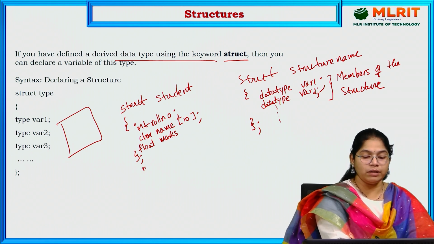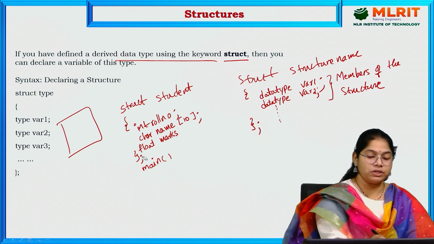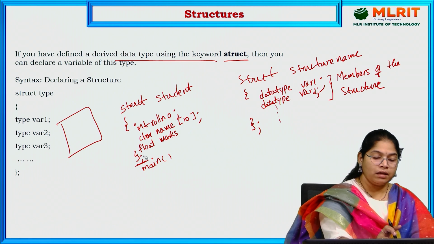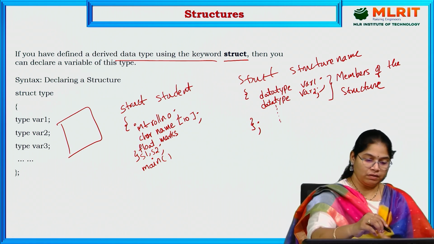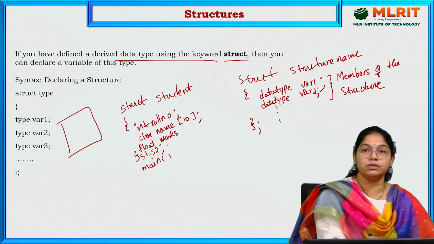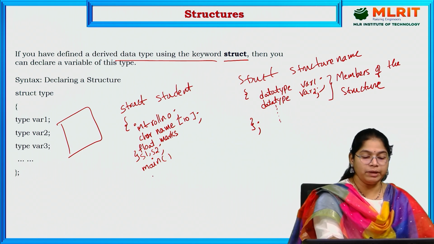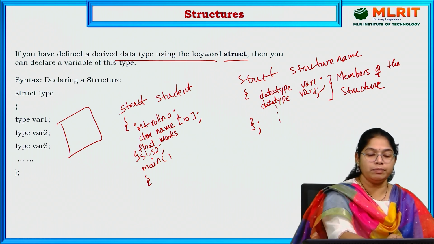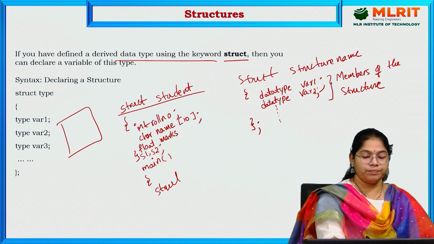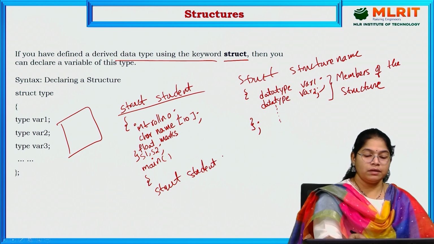To create a variable, either we can create it here itself while we are writing the structure. Suppose I want the student details of 2 students, S1, S2. Either we can create variables here or in the main function. In the main function, how to create a variable? Data type and a variable name. Here the data type is struct student, then the variable name is S1.